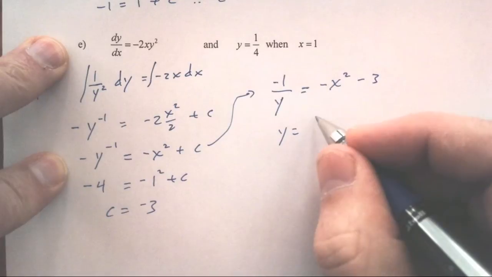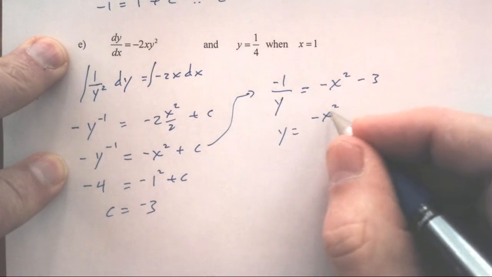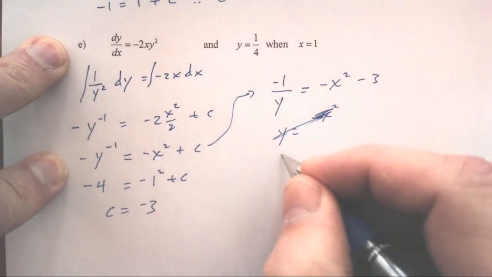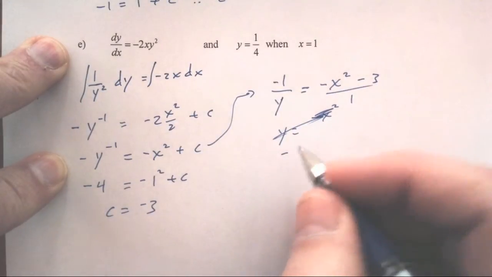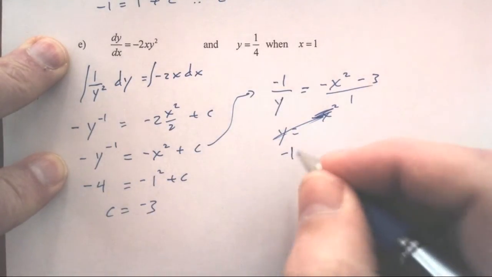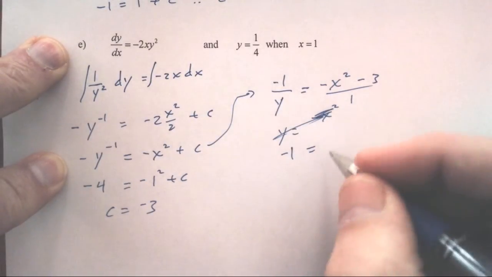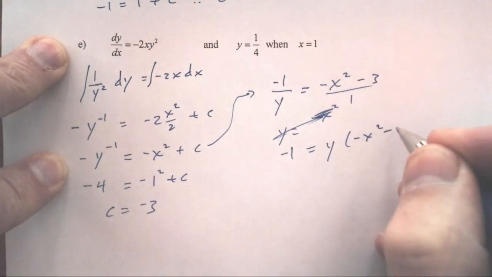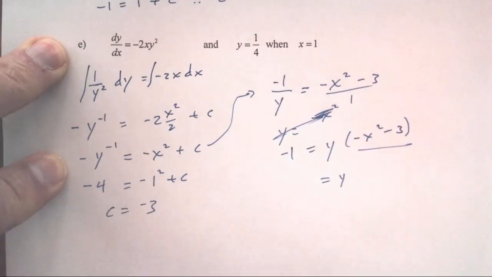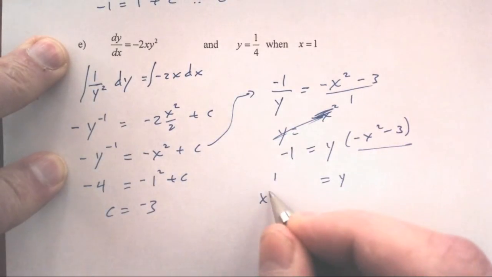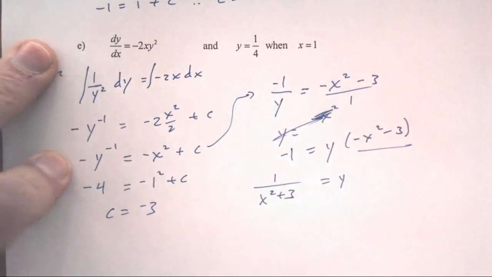y is negative x squared. I'm going to cross multiply here, so I get negative 1. I'm going to do this in 2 steps. I was going to do it in 1, but I think it'll be easier to see what's going on in 2 steps. y times negative x squared minus 3, divide both sides, and I get 1 on x squared plus 3 is my final value for y.